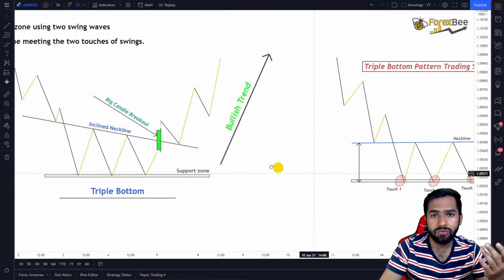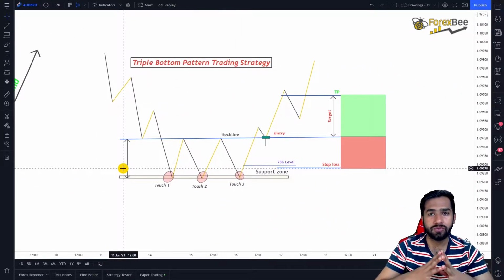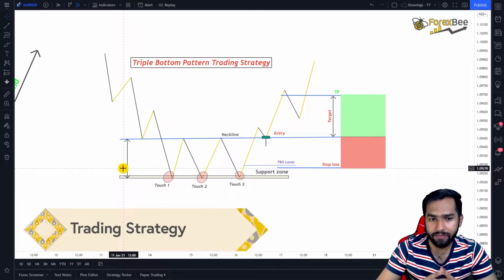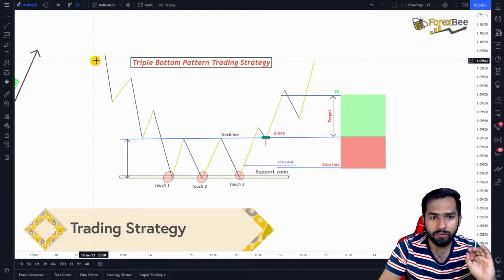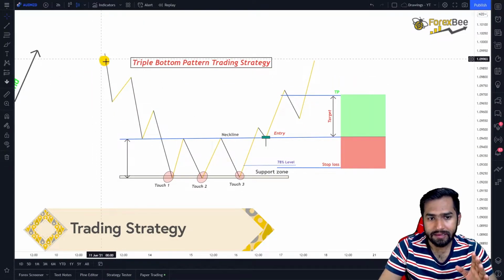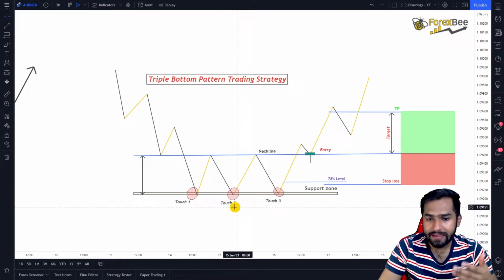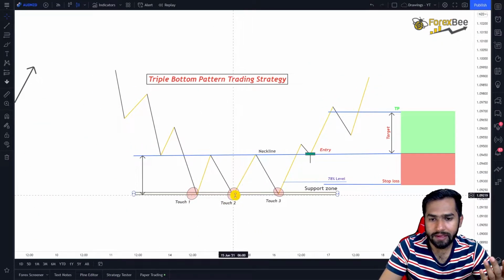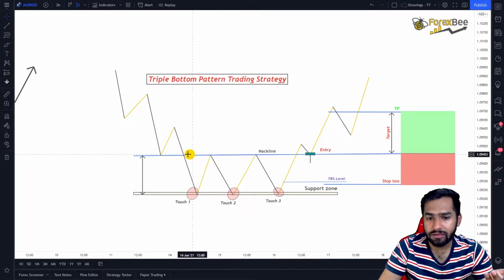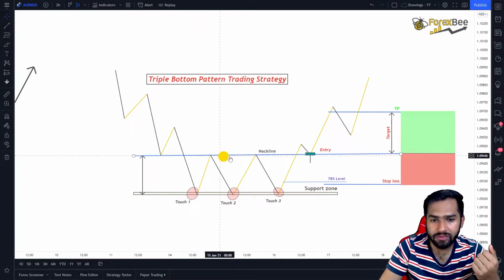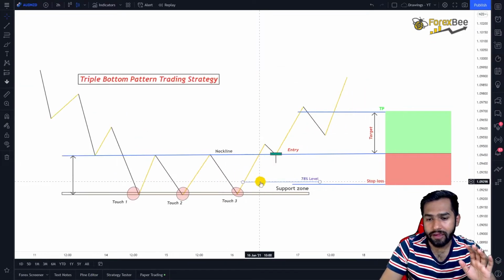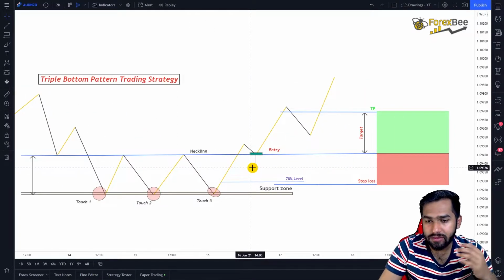Now let's go through the strategy that we can use in order to trade the triple bottom pattern. Here, first of all, you can see that the prior trend is bearish, and this is the first touch and this is the second touch to our support zone, and after that these are the points that are touching the neckline. So this is a valid triple bottom pattern, and on this third swing we can see the price breaking out.